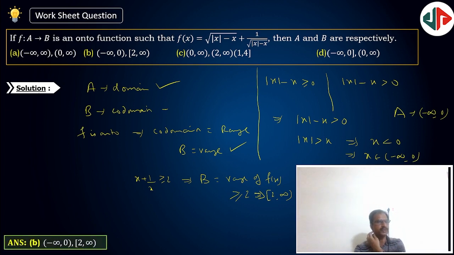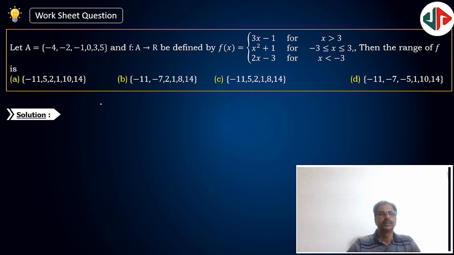Remember, any function plus its reciprocal is always greater than or equal to 2 when it is positive. I already gave that point earlier. Set A is given, f maps A to R, and f of x has 3 values depending upon x. Then what is the range? Range is nothing but the set of images. What are the elements in A? These are the elements in A. Images means f of minus 4, f of minus 2, like that. Find all the images, and we know that range is nothing but the set of images.